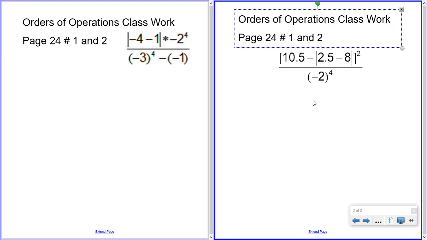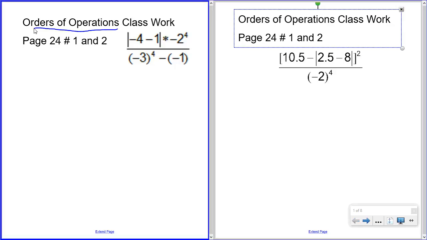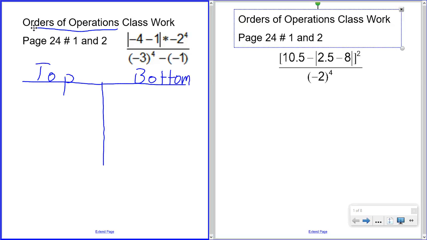Right here we're just going to solve these. We're doing order of operations. We're just going to solve these very basically. We're going to do top and bottom when we break it apart, to keep this as neat as possible. It looks daunting. You're like, man, how do I do this? So we're going to break it up for top here and bottom here. And we're only going to work one at a time.